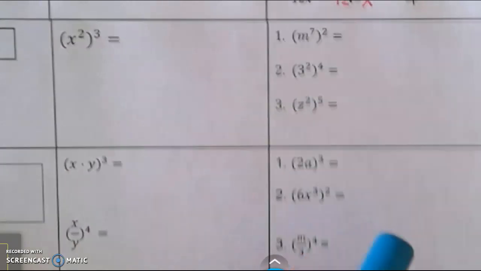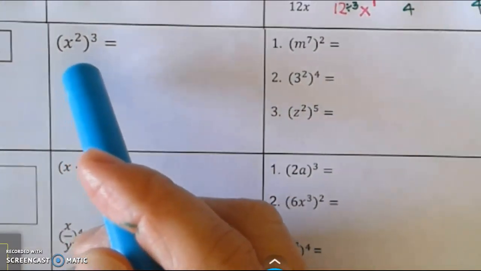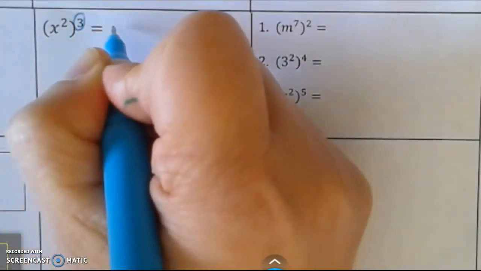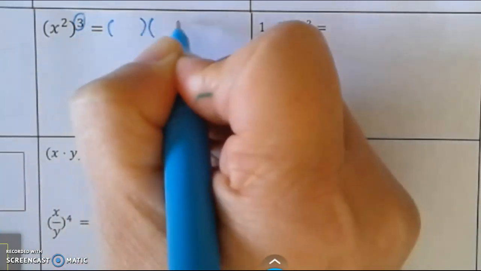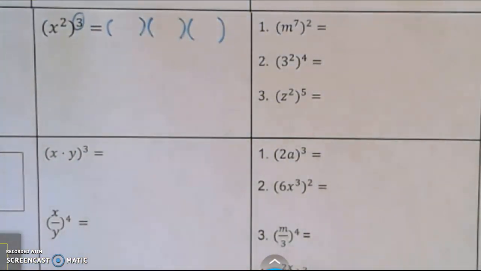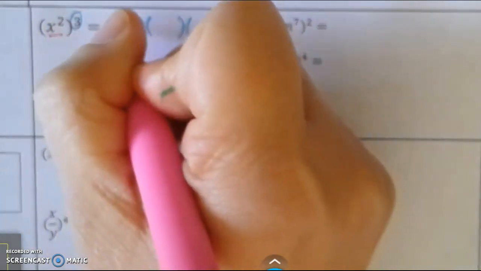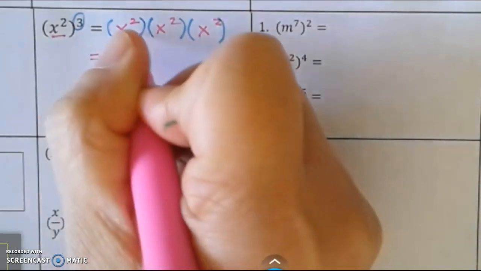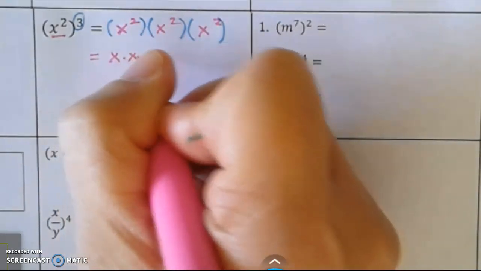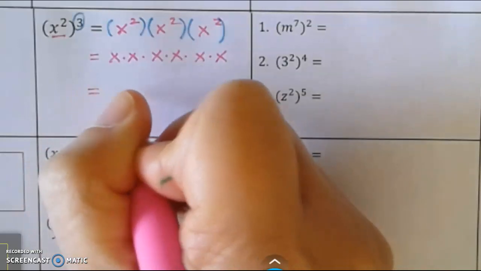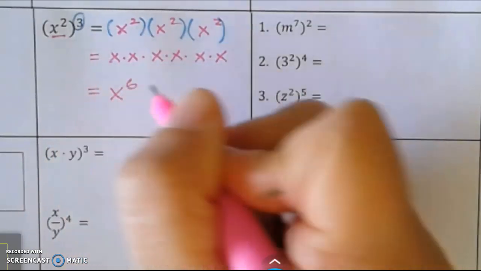Okay, so let's start with x squared all raised to the power of 3. This number 3 tells me that whatever is in the parentheses is being multiplied to itself 3 times. What's inside the parentheses happens to be x squared. So I can rewrite this as x squared times x squared times x squared, which is x times x times x times x times x times x. Or really this is just x being multiplied to itself 6 times.